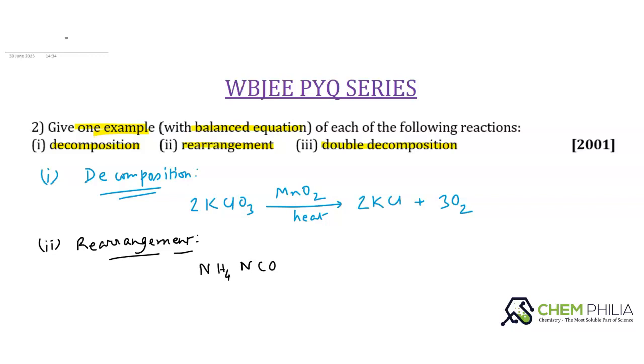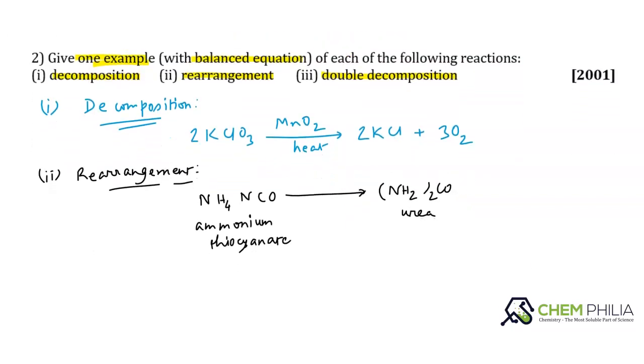So in rearrangement, let us look at this example. NH4NCO. This is ammonium thiocyanate. And this actually rearranges itself to produce NH2 whole twice CO, that is urea. So you can see no atom is lost or added, it's just the rearrangement or realignment of the atoms. Clear?